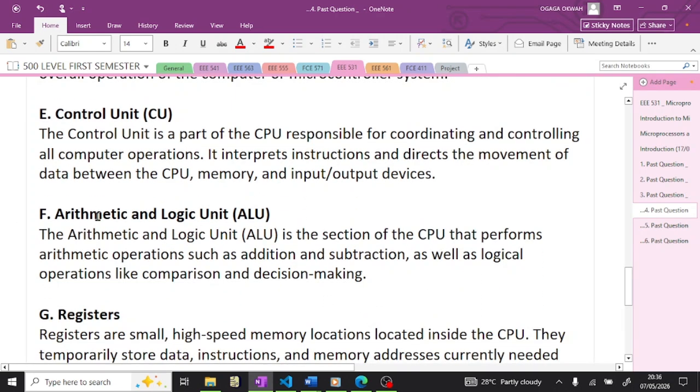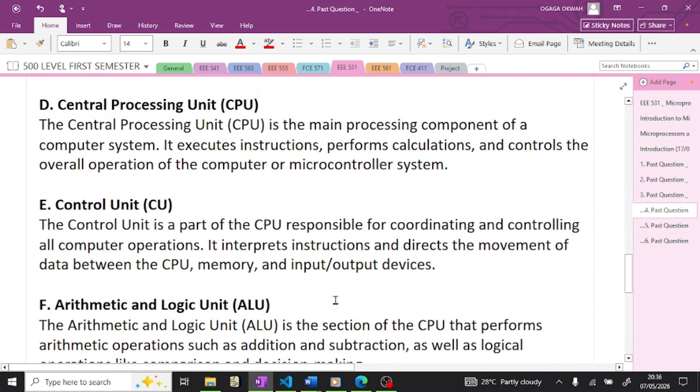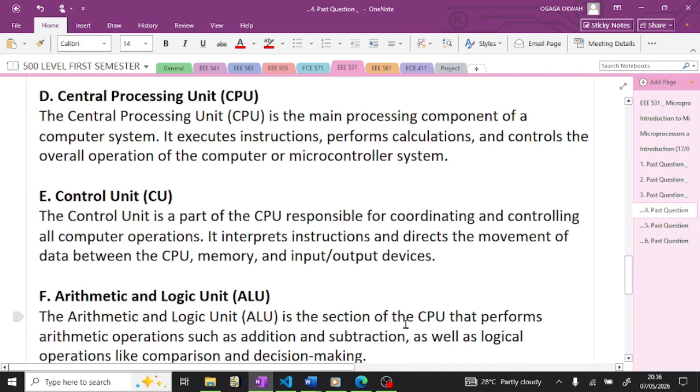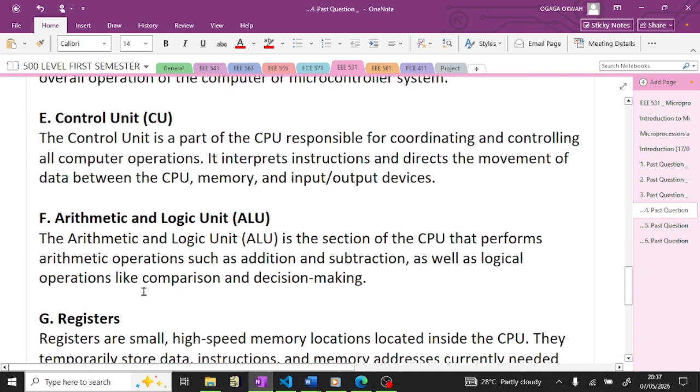Now, even the arithmetic and logic unit, the ALU, is the section of the CPU, meaning it's also inside the CPU. Are we together now? So, it's a section of the CPU that performs what? Arithmetic operations such as addition and subtraction, as well as logical operations like comparison and decision.